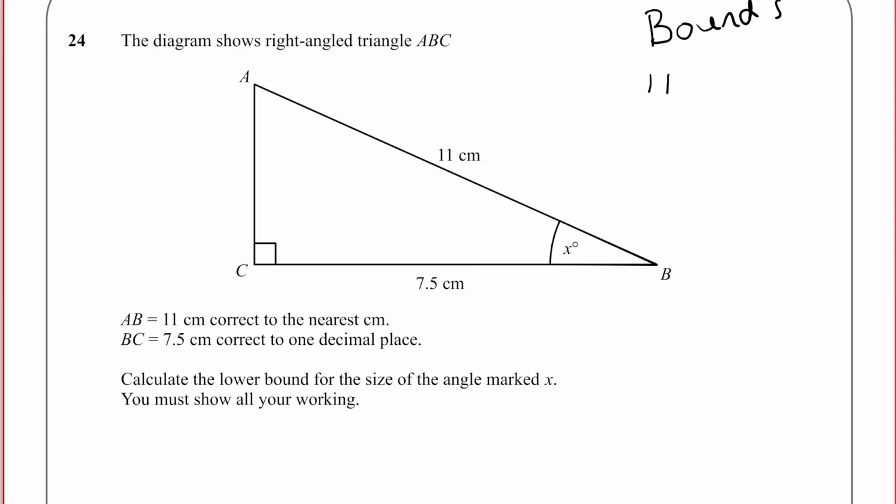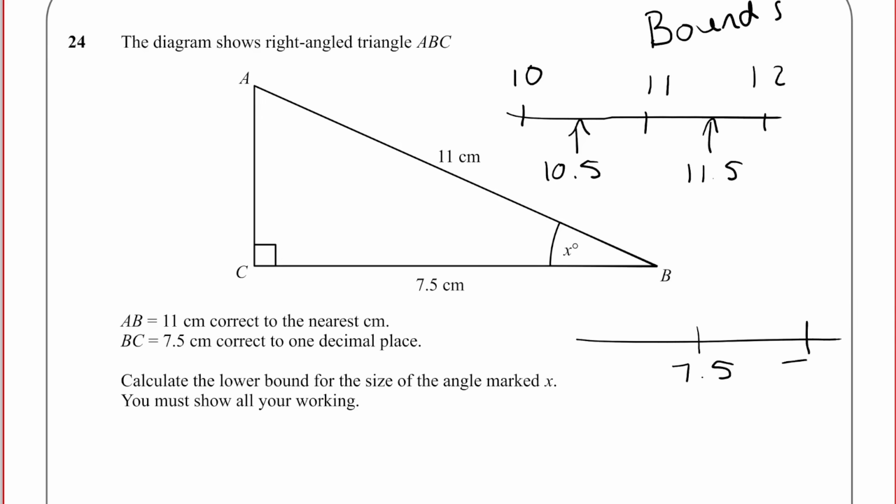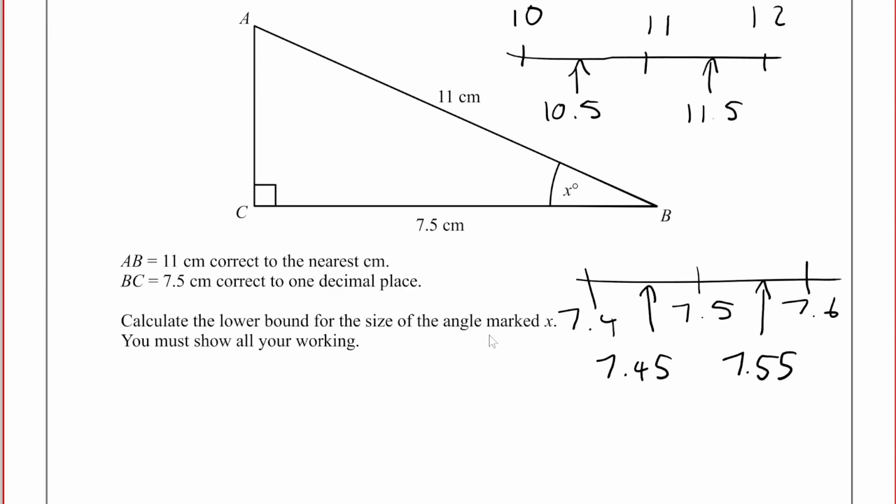So if we've got 11 to the nearest centimetre, it must be between 10.5 and 11.5. 7.5 to 1 decimal place is between 7.45 and 7.55. So we've got the hypotenuse and the adjacent. So we're looking at cos. So cos x.